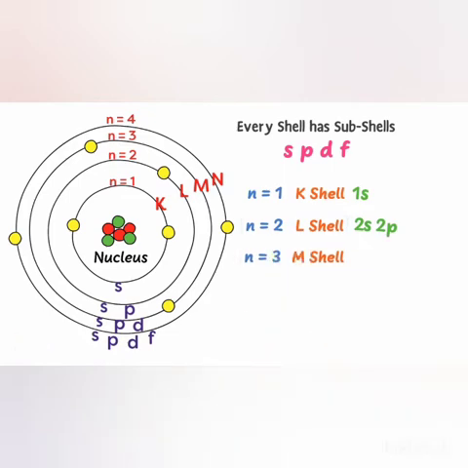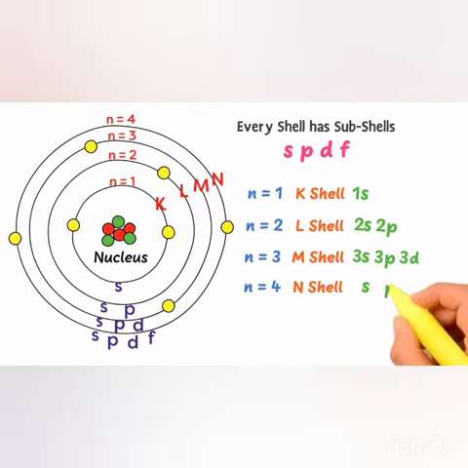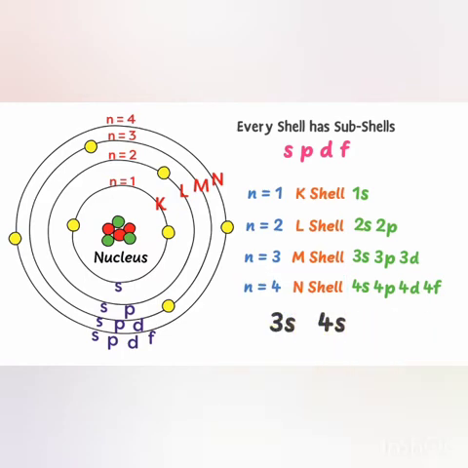N is equal to 3, the M shell, has 3 subshells S, P, D. This can be written 3S, 3P, 3D because the third main shell is 3. And the fourth main shell is N is equal to 4. It is the N shell. It has 4 subshells S, P, D, F. We write 4S, 4P, 4D, 4F because N is equal to 4. Now we can identify the difference between 3S and 4S.